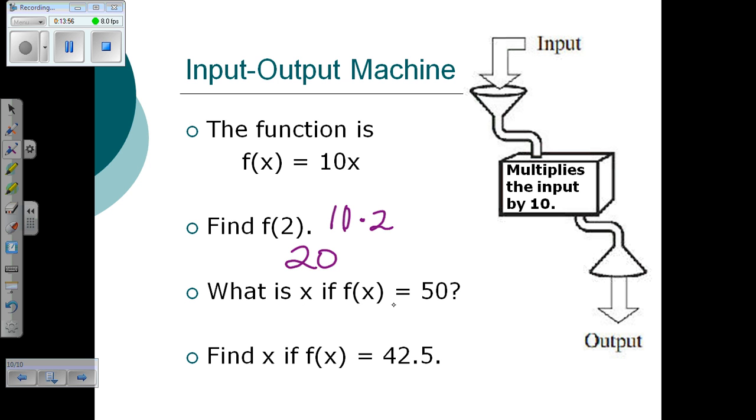What is x if f of x is 50? Well, that means I'm telling you that the output is 50, so you have to figure out what would have to be put in to get an output of 50. And the answer to that is 5, since 5 times 10 gives me 50. Again, on this last one, I've asked for x if f of x is 42.5, which again means I'm giving you the output is 42.5. This one's a little trickier because it's not a whole number, but we can still figure it out. What would I have to multiply by 10 to get 42.5? The answer is 4.25.